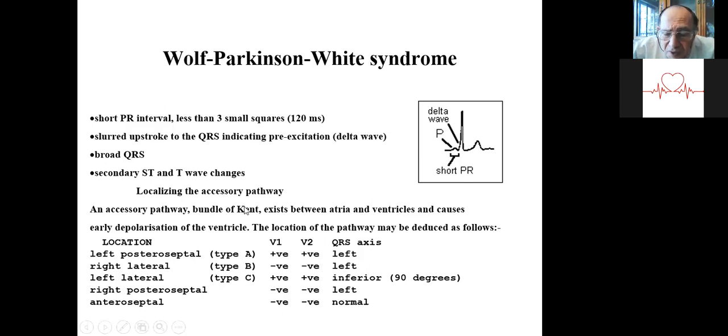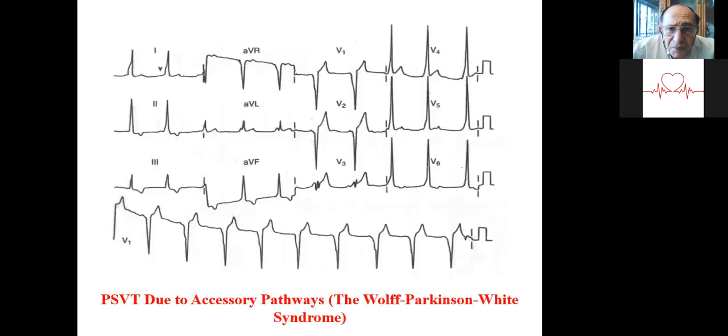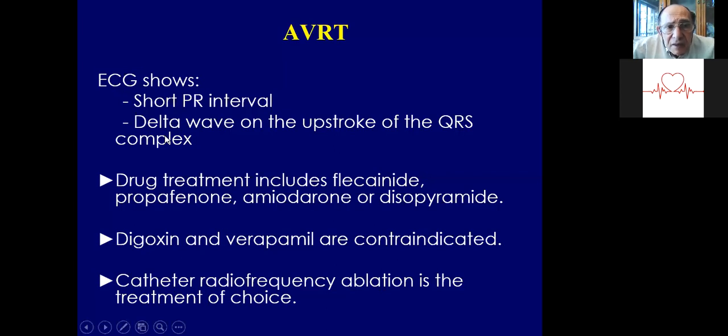Again, the Wolff-Parkinson-White syndrome is characterized by the presence of an accessory pathway, and in the ECG you find short PR, delta wave, and wide QRS. This is a very short PR. The P is attached near the QRS, and there is a delta wave. Short PR, delta wave. The drugs given for accessory pathway in Wolff-Parkinson-White syndrome are flecainide, propafenone, amiodarone, disopyramide.